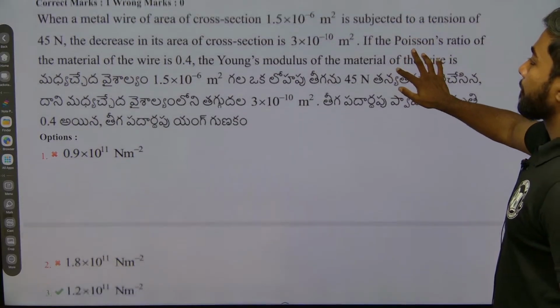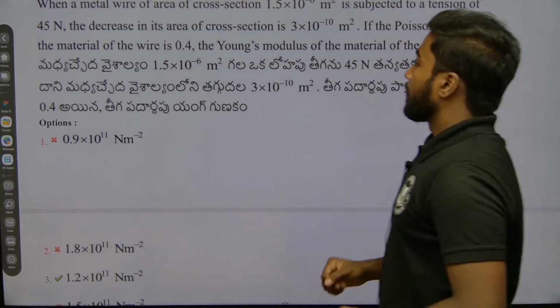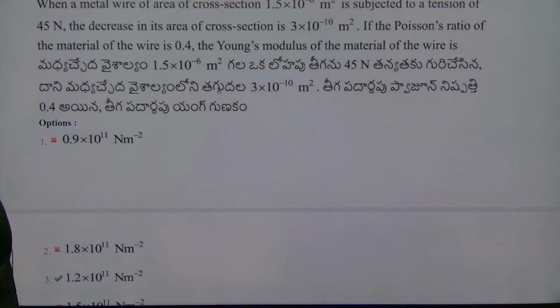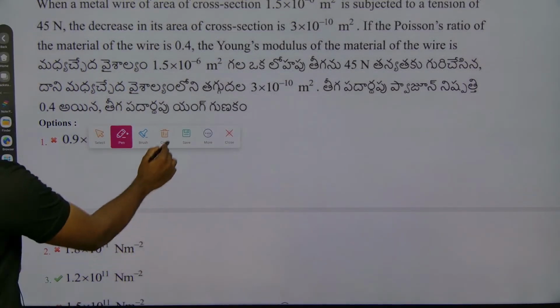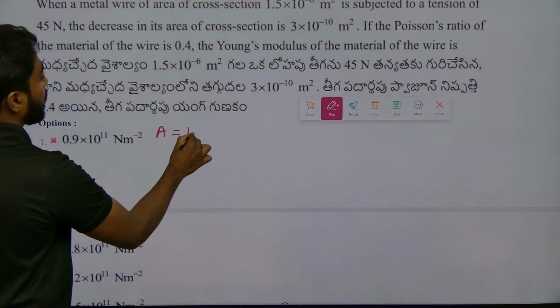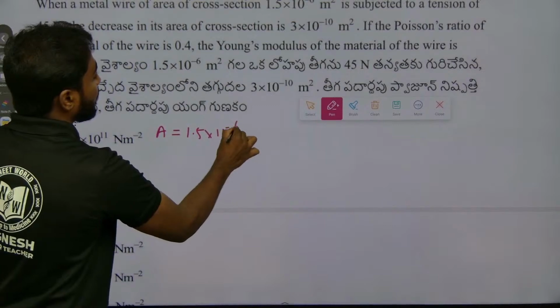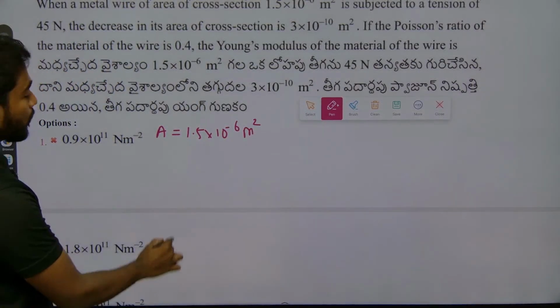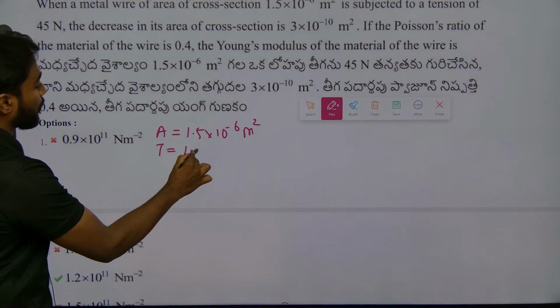92nd question. Okay, I'll give a hint for this question, try it out. So a metal wire of area of cross section 1.5 into 10 power minus 6 meter square is subjected to a tension of 45 Newton. So the tension is given as 45 Newton.